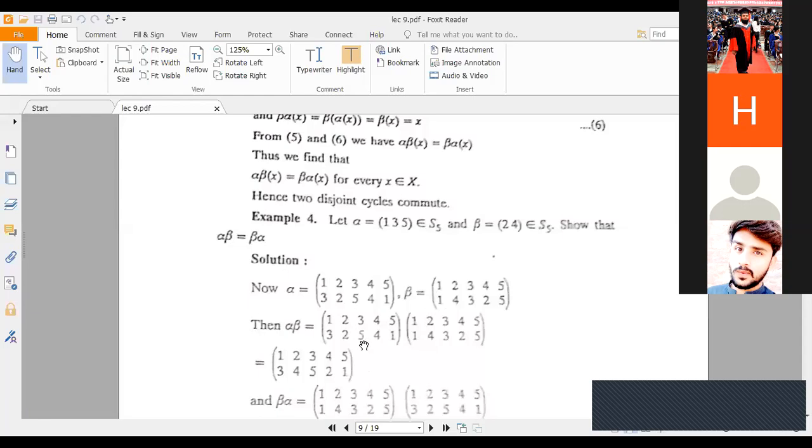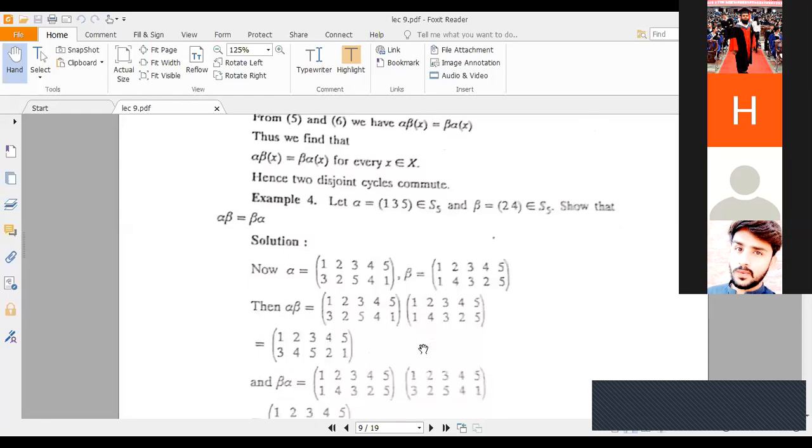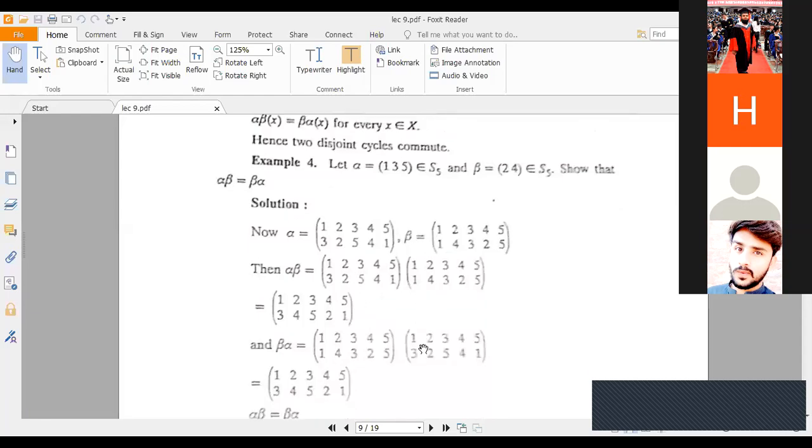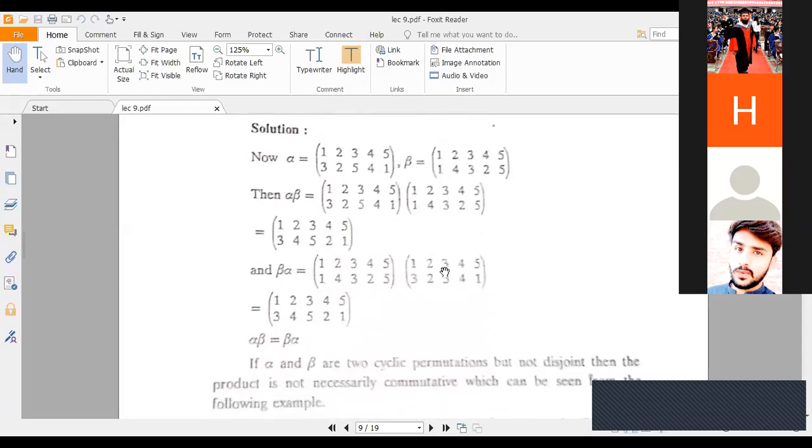Now multiply this, we get this. The product, you already know how to product two permutations. And beta alpha is the same. It means both are the same. If cycles are disjoint, then they commute: alpha beta equals beta alpha.